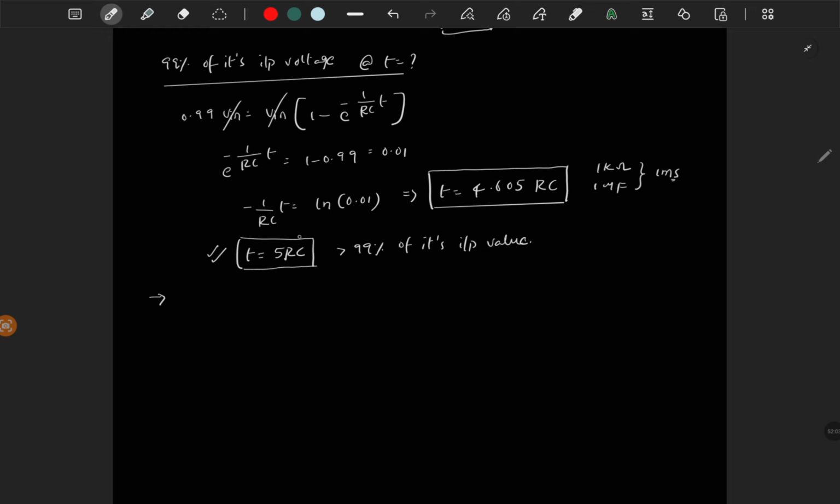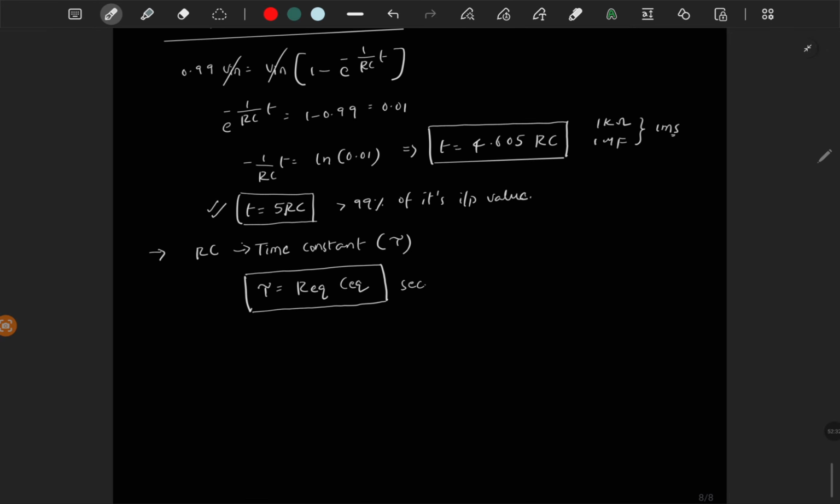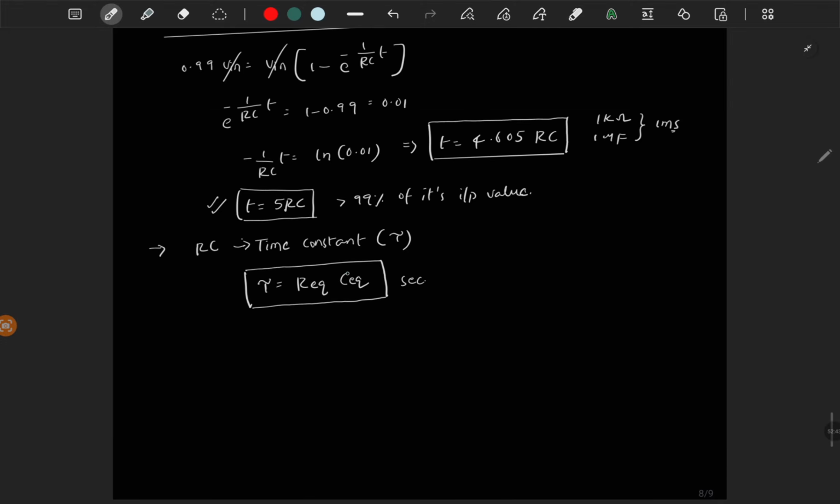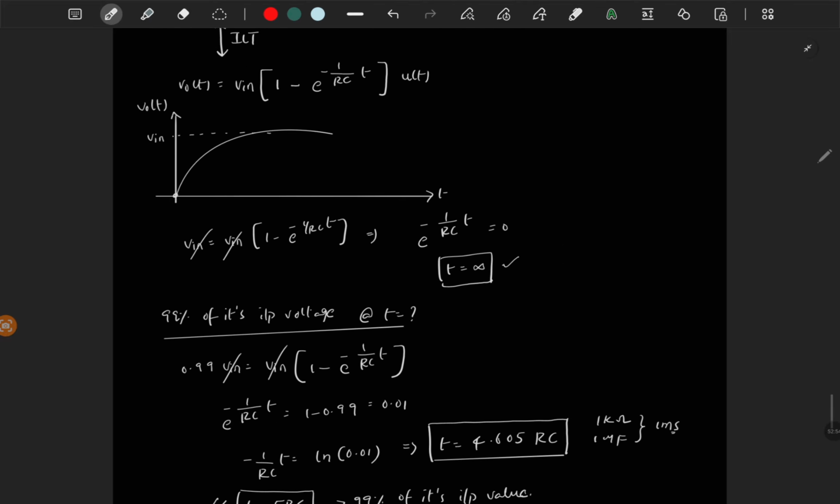So what is this RC? We can give it a name. RC is what we call the time constant, which is tau. For any RC circuit, tau is R equivalent times C equivalent, in seconds. So if you wait for 5 time constants, we can say it has reached steady state, right? And suppose you wait for 1 time constant, 1 tau, what does it mean? First of all, what is a time constant?